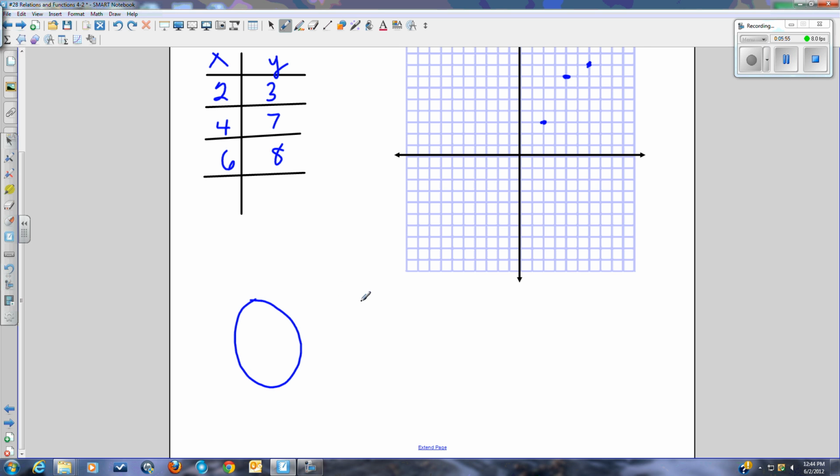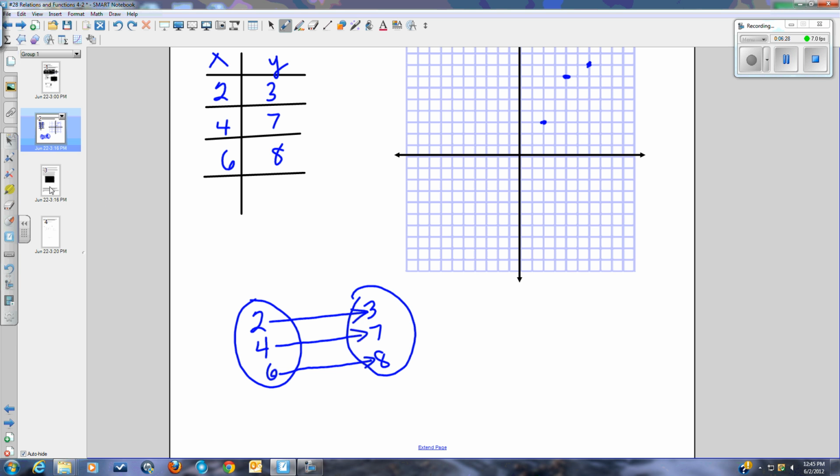So basically we're just going to create these ovals, and we're going to list the x values in the first one, 2, 4, and 6. And 2 is associated with the y value of 3, so we'll write 3 in the second one and draw an arrow from 2 to 3. 4 is associated with 7, so we write 7 in the second oval and draw an arrow from 4 to 7. And 6 is associated with 8, so we draw an arrow from 6 to 8. And there is your mapping diagram.